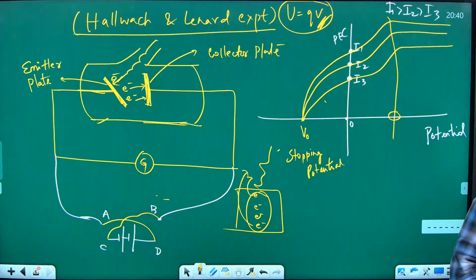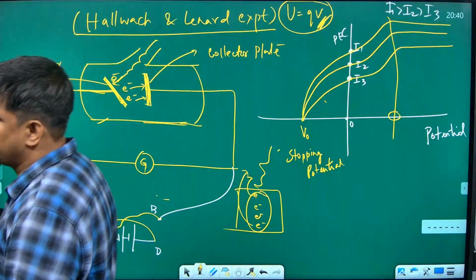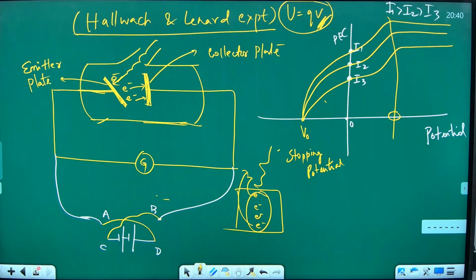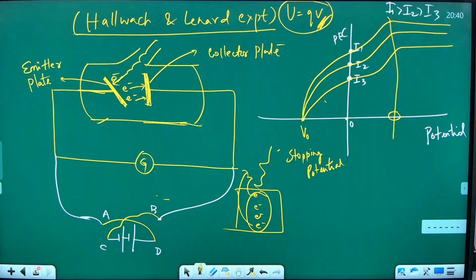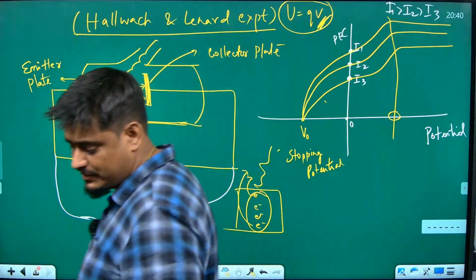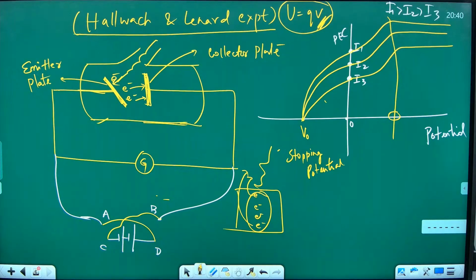Increasing the intensity of incident radiation increases the number of photoelectrons emitted per second, but the maximum kinetic energy possessed by the electrons remains the same.